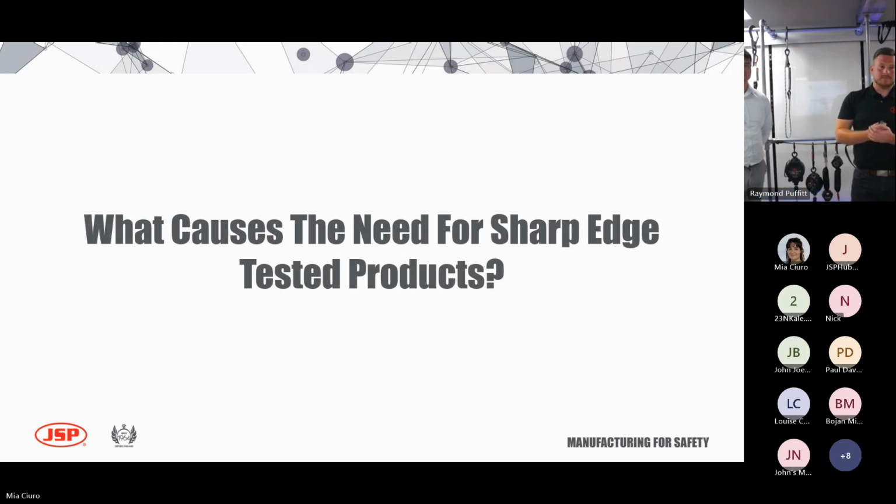So obviously, this is the case for sharp edge tested products. Something to think about: when we say sharp edge, we could be talking about anything from going over a horizontal edge. It doesn't necessarily have to be a sharp edge, but what we're thinking about is where a lanyard is coming over at 90 degrees, where it could cause damage to the product.